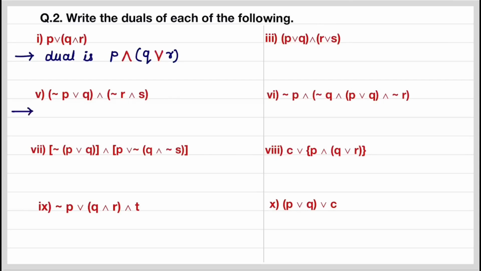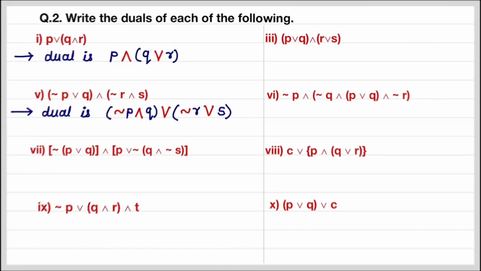Now next example, negation of P or Q and negation of R and S. Negation remains as it is. So negation P, we will replace or by and. Q statement as it is. Again conjunction is there, we will replace it by disjunction, that is or. Negation as it is, negation R, and is replaced by or S.